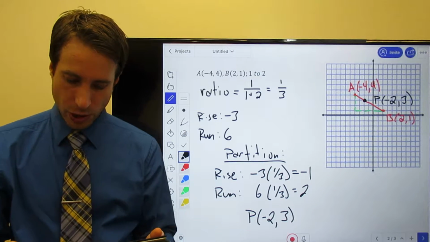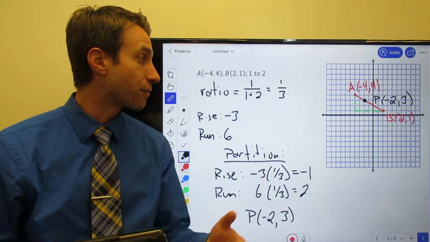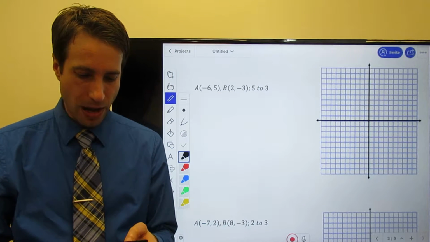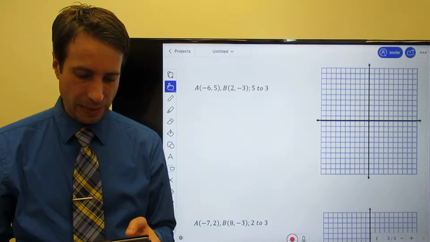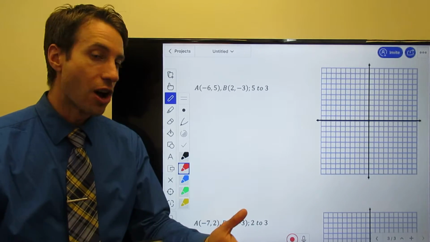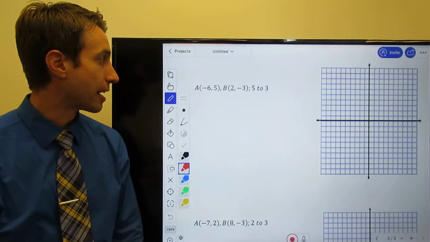Head on over to the next page of the notes. I got a couple more of these for you. Now that we're getting the hang of it, these are going to go really pretty quick. They're not that terribly challenging once you know how to do them.